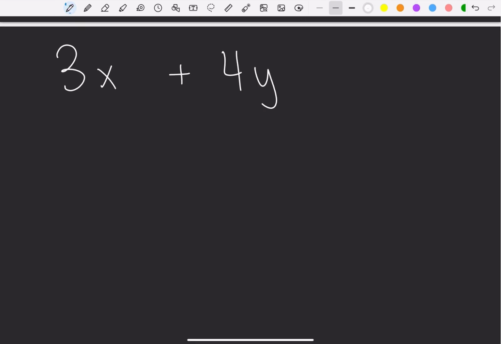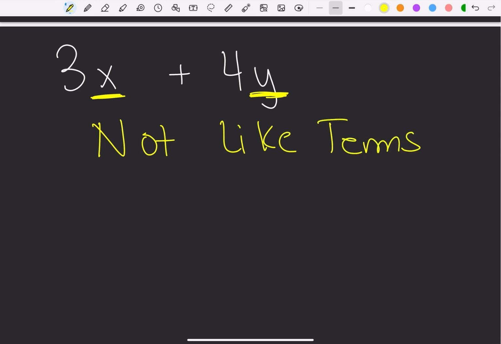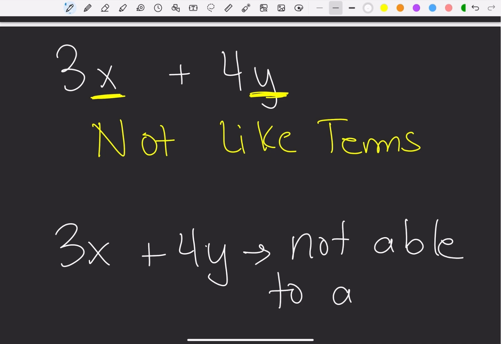Let's try another one. 3x plus 4y. What's the very first thing that we look at? Our variables, to determine if they are like terms. What are our variables here? Well, we have x and we have y. So are these like terms? No, they are not like terms. So can we add 3x plus 4y? Not able to add. Awesome.